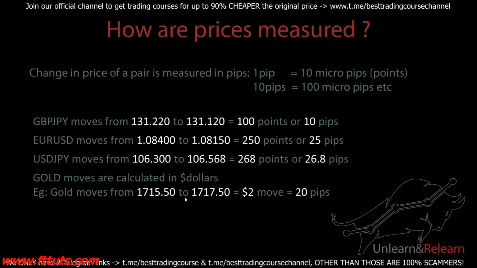You have to understand this. When you're looking at gold prices on your charts, you're always looking at the dollar values. Right now gold is at $1,715.50. If gold moves to $1,717.50, that's a change of $2, which means gold has moved by 20 pips. If gold moves from 1715 to 1720, that's a change of $5, which also means gold has moved by 50 pips.